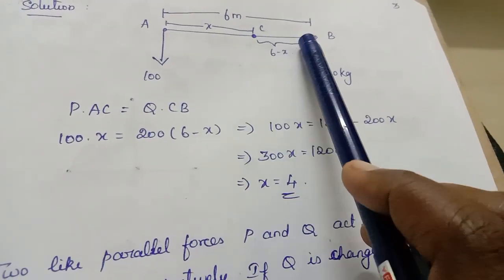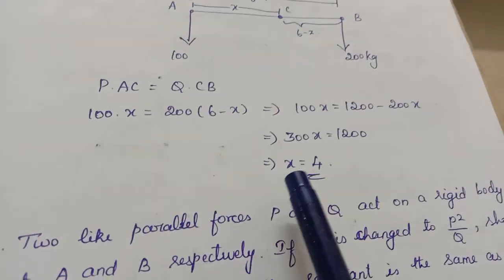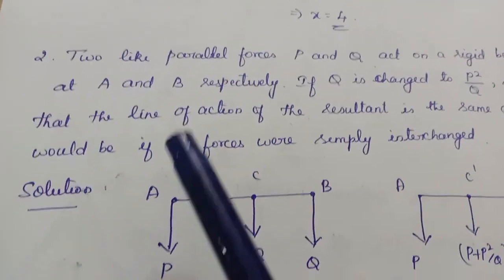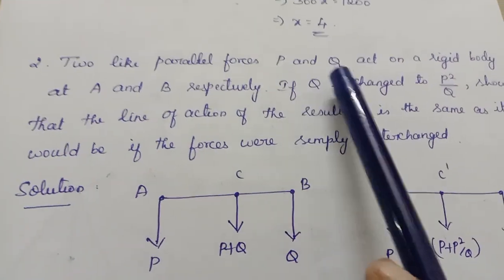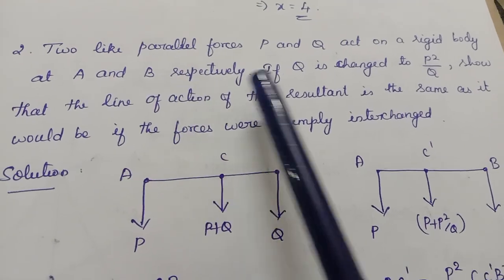Okay, so here this distance will be what? 2 meter. So it will be very closer to the stronger man. Then only they can lift the stone. Okay. Next problem. Two like parallel forces P and Q act on a rigid body at A and B respectively.